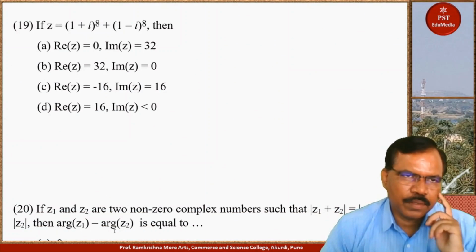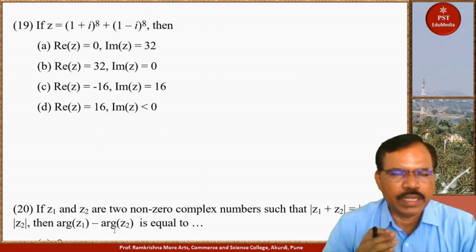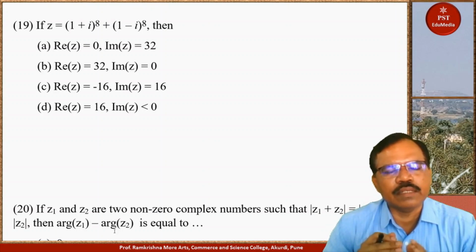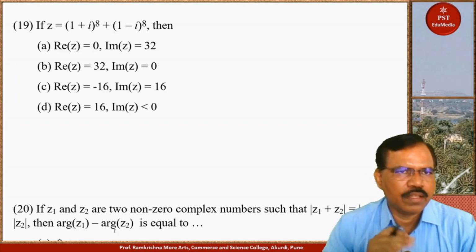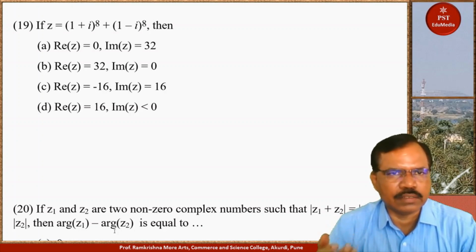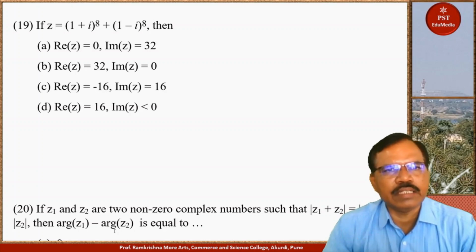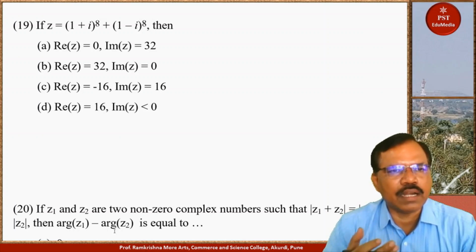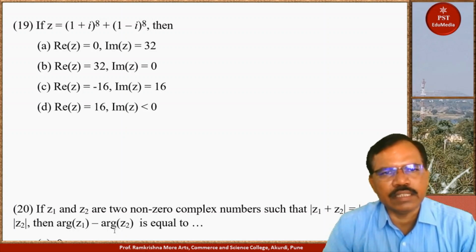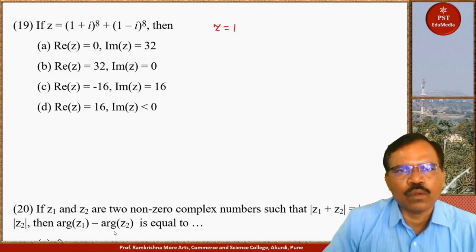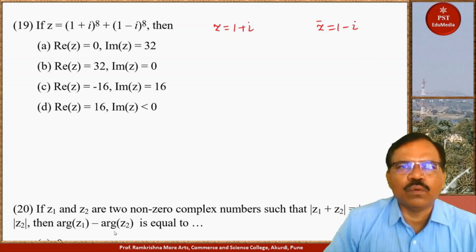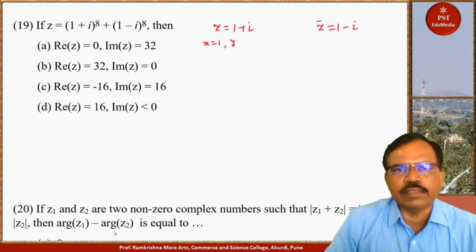If 1 plus i raised to 8 plus 1 minus i raised to 8, then: real part is 0 and imaginary part is 32; real part is 32 and imaginary part is 0; real part is minus 16 and imaginary part is 16; real part is 16 and imaginary part is less than 0. So here we will take z is equal to 1 plus i and z bar is equal to 1 minus i.